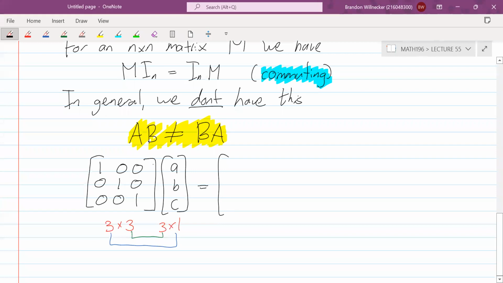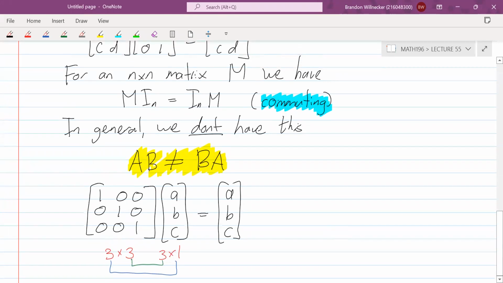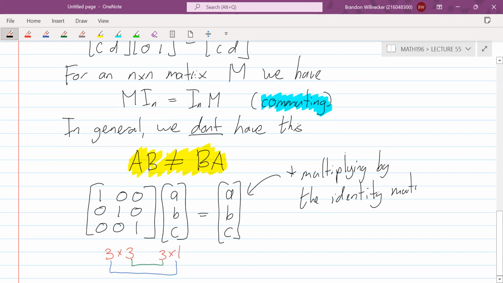So if we do the dot product of the rows of the first one with the column of the second one, we see that we get A, B, C again. Okay, so that's another example of this identity matrix acting like a 1. So a little note here. Multiplying by the identity matrix doesn't change the column matrix.